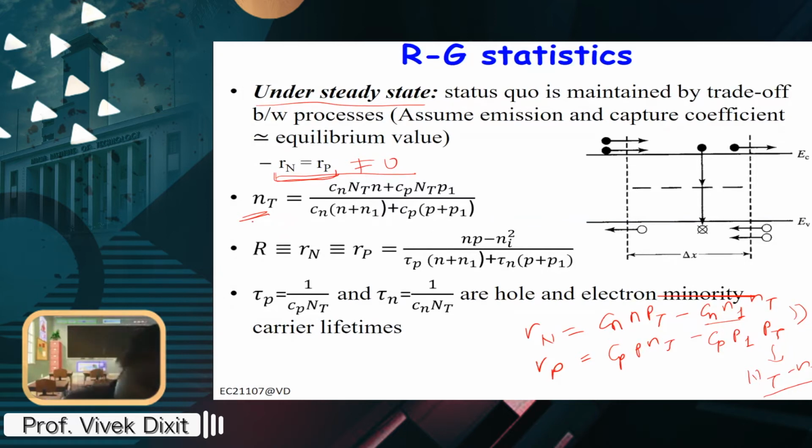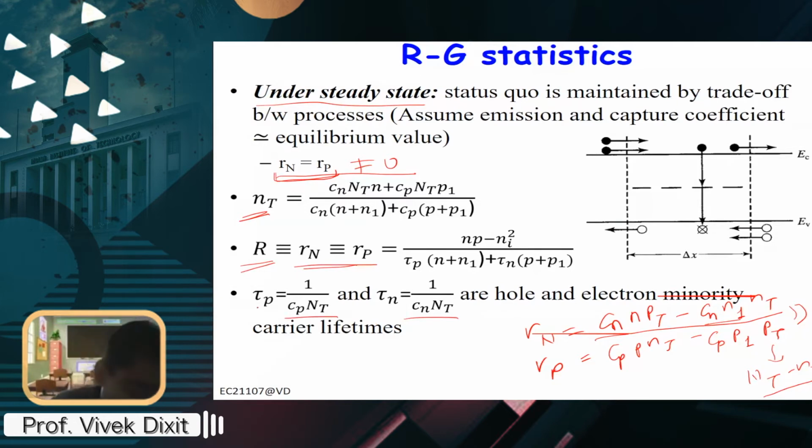Now when you substitute this expression for nt here, you will get the expression for Rn or Rp, which we define as recombination rate. That comes out to be Np minus Ni square divided by tau P times N plus N1 plus tau N times P plus P1, right? And tau N is 1 over Cn Nt and tau P is 1 over Cp Nt.